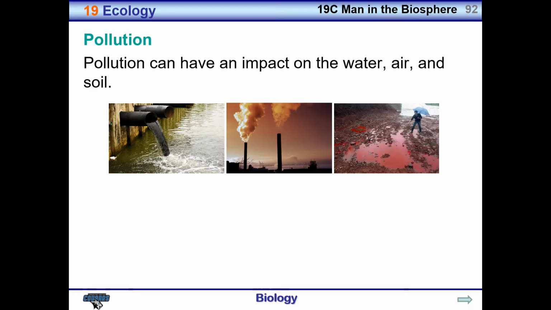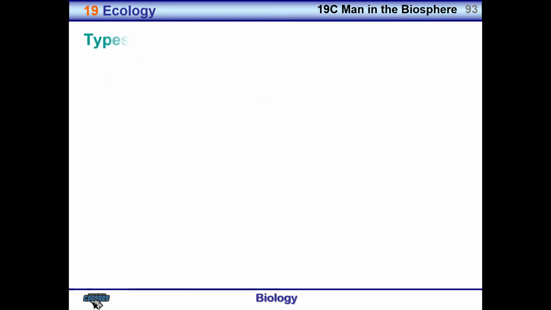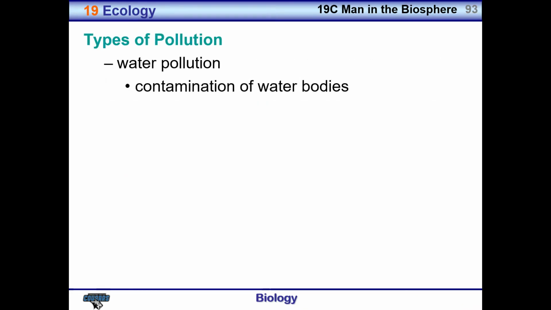So pollution can have an impact on water and on the air and on soil. So we're going to look at each of these in a little more detail. So let's begin with water pollution. Well, water pollution begins with a contamination of water, obviously.